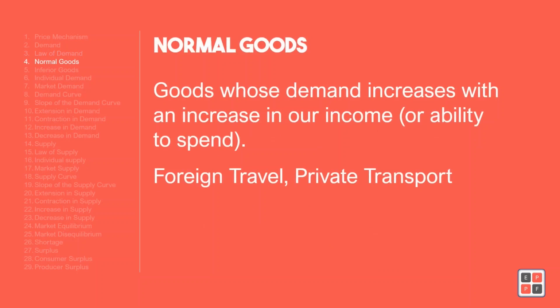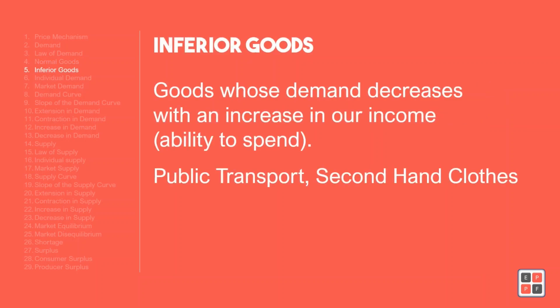Normal goods are goods whose demand increases with an increase in our income or ability to buy. The more income you have, the more demand you would have for traveling abroad or traveling in your own private transport instead of public ones. Goods whose demand decreases with an increase in our income or ability to spend, such as public transport, are inferior goods. The more you earn, the lesser would be your demand for second-hand clothes. Hence, second-hand clothes are inferior goods.